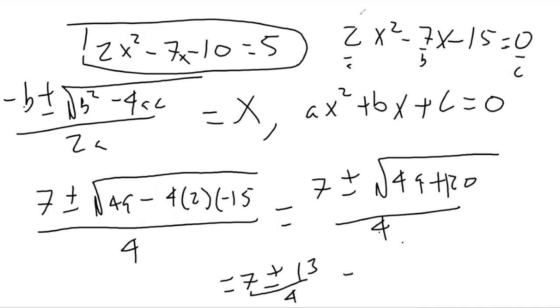So we have x equals 20 over 4, which is 5, and x equals negative 6 over 4, which is negative 3 over 2. Okay, so that's the quadratic equation and how you apply it.